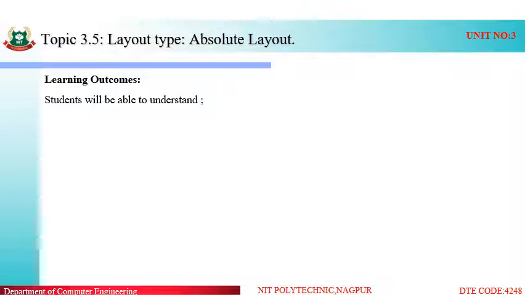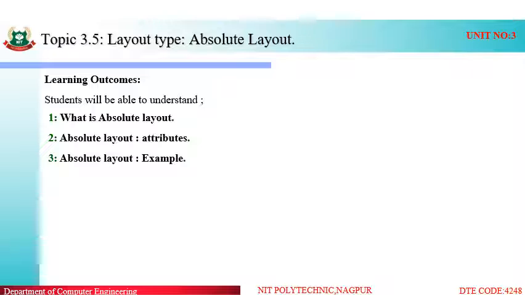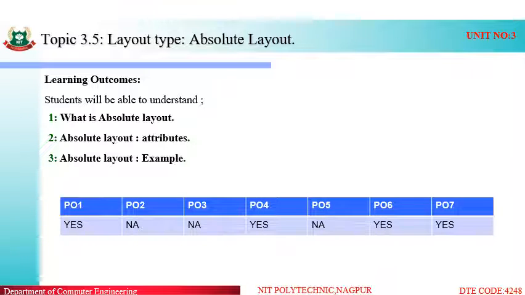So the learning outcome includes: we will see the basic introduction of what is absolute layout, the different attributes related to the absolute layout, and an example of absolute layout. POs mapped are PO1, PO4, PO6 and PO7.